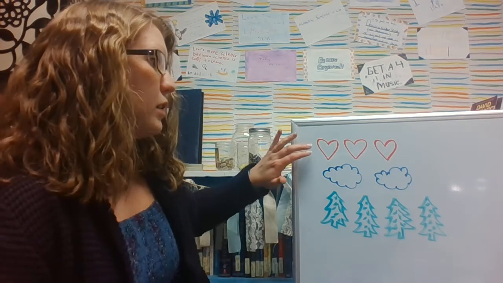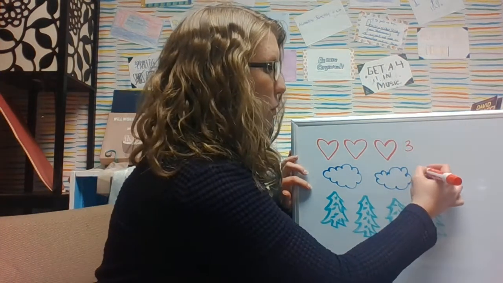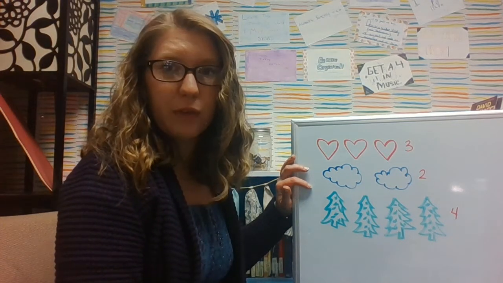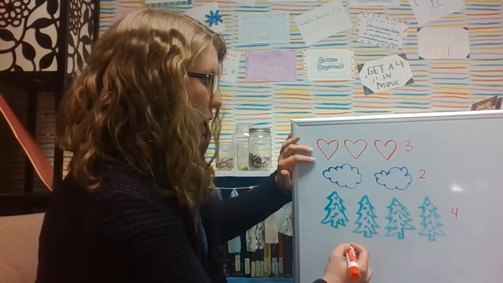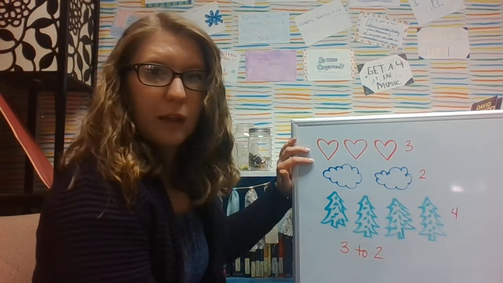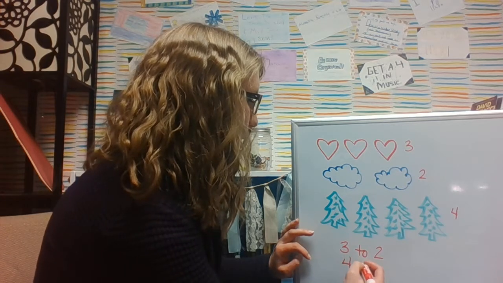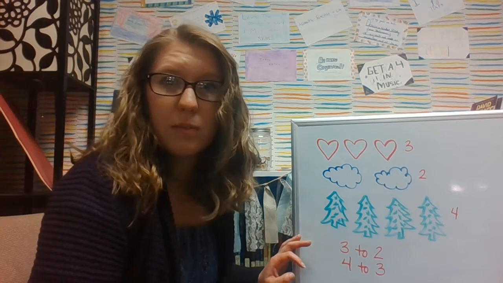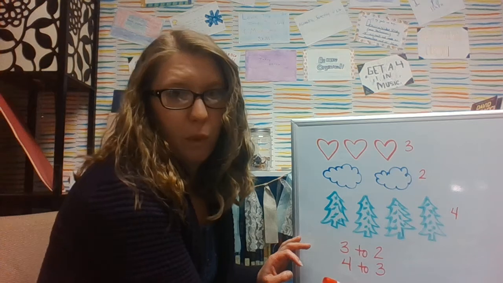So for instance, I know that I have 3 hearts in this picture, I have 2 clouds, and I have 4 trees. So I could make different ratios between those amounts. I could say that I have 3 hearts to 2 clouds. Or I could have 4 trees to 3 hearts. So in this case, my order would matter because 4 to 3 is not the same as 3 to 4.